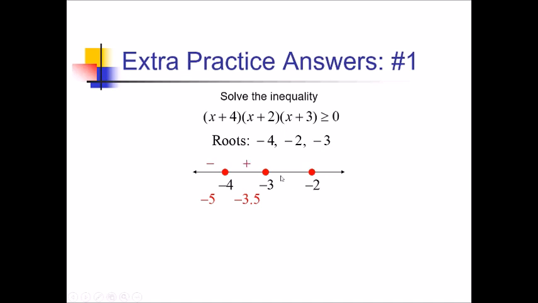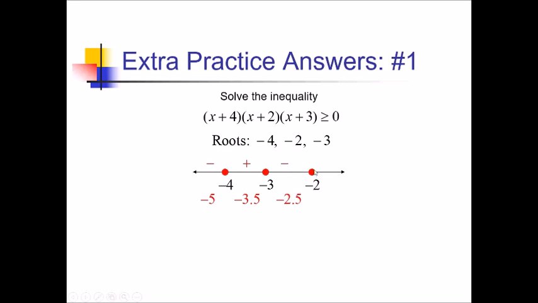Now a number between negative 3 and negative 2, I'll use negative 2.5. Negative 2.5 plus 4, that's going to be positive. Plus 2 is going to be a negative. And then negative 2.5 plus 3 is a positive. So that's a single negative for that middle factor, giving us a negative overall result.